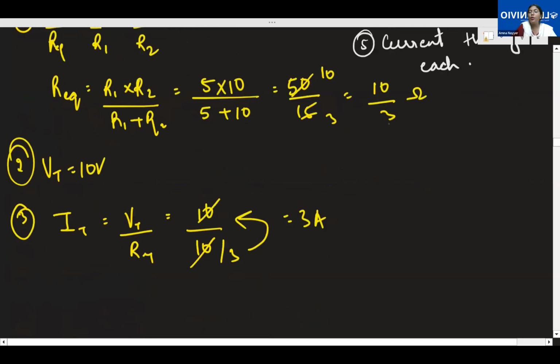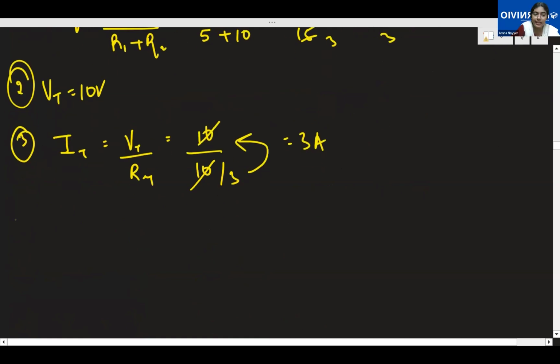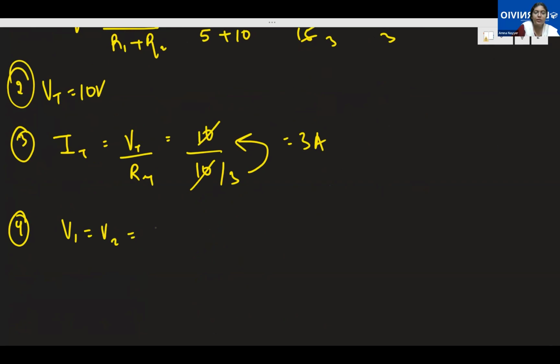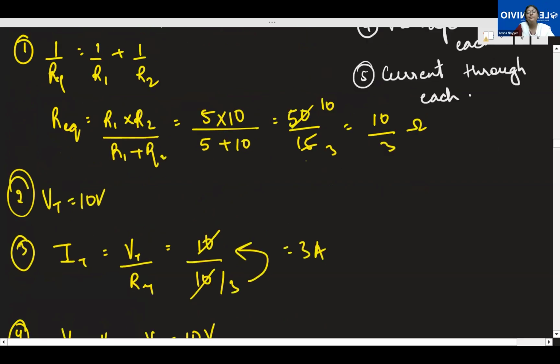Then it says voltage in each. Now see Halima, in this case, the voltages will be the same. V1 is equal to V2, which is equal to the total voltage. So in this case, the voltages are the same because it's a parallel connection.